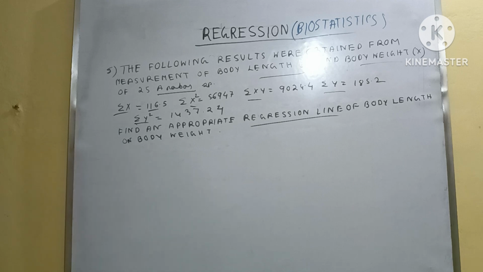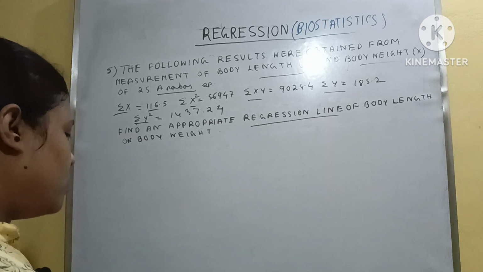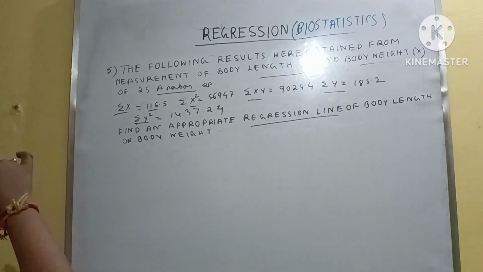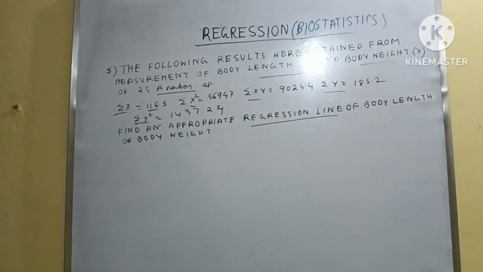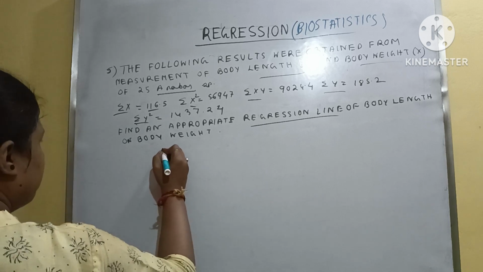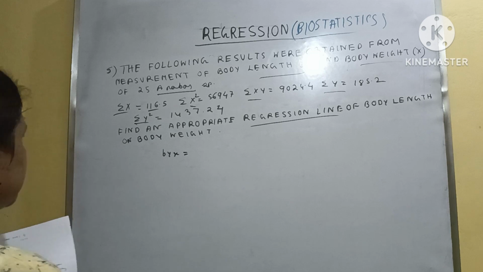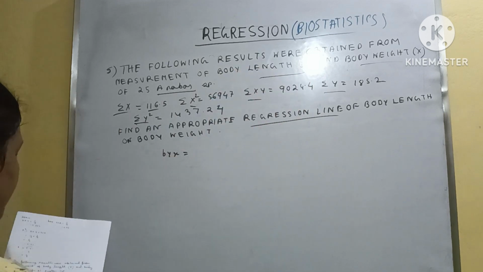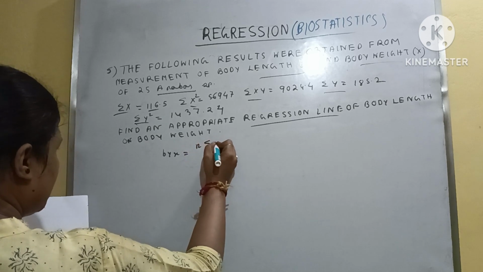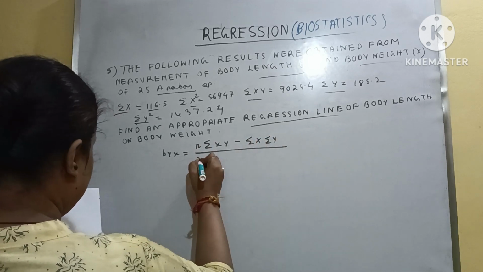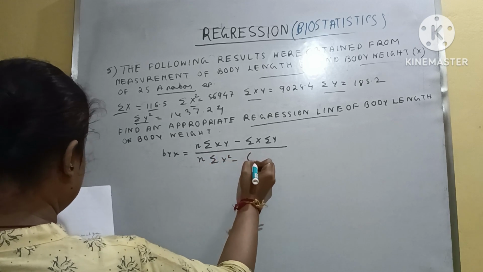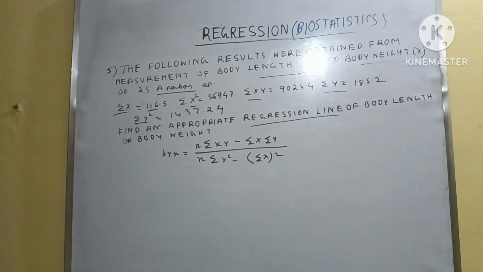First of all, we have to calculate byx, and with the help of this formula we calculate it. The formula is n summation of xy minus summation of x times summation of y, divided by n summation of x square minus summation of x whole square, and n here is 25.